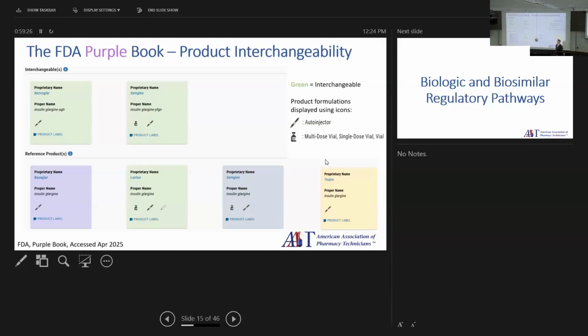Yeah, absolutely. That's a great question. Sorry, I don't know specifically because Humira has like 11 or 12 biosimilars. I don't know all of the biosimilar brand names, but that's a great question.